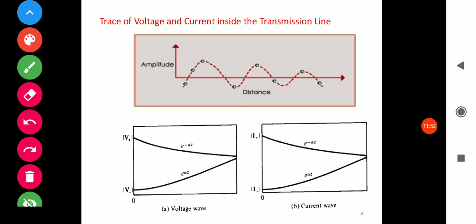So in general, this is how voltage and current behave inside the line. This is a general form, a complex sinusoidal that is decreasing. If there is no attenuation, we can say this is a simple sinusoidal wave across the distance from source to receiver.